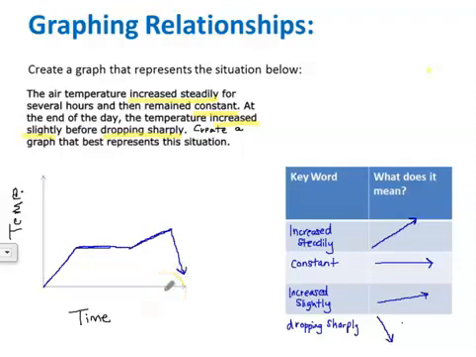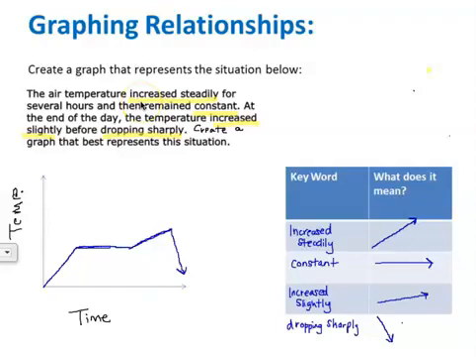So this graph relates the temperature to time, and we were able to graph that by pulling out those key words and turning it into a graph so that somebody could look at this graph and be able to describe the changes of the temperature over time just by looking at this graph. They wouldn't need the words.